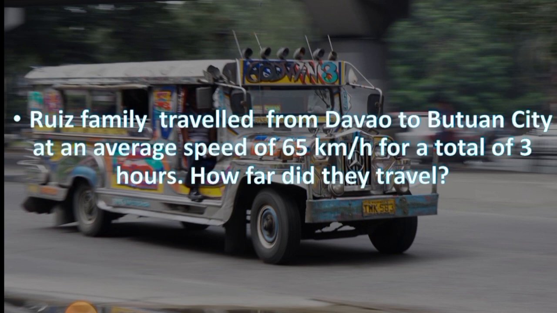Our first problem: Roy's family traveled from Davao to Butuan City at an average speed of 65 kilometers per hour for a total of 3 hours. How far did they travel? Now from our problem, what is asked is how far did they travel? So the problem asks for the distance.